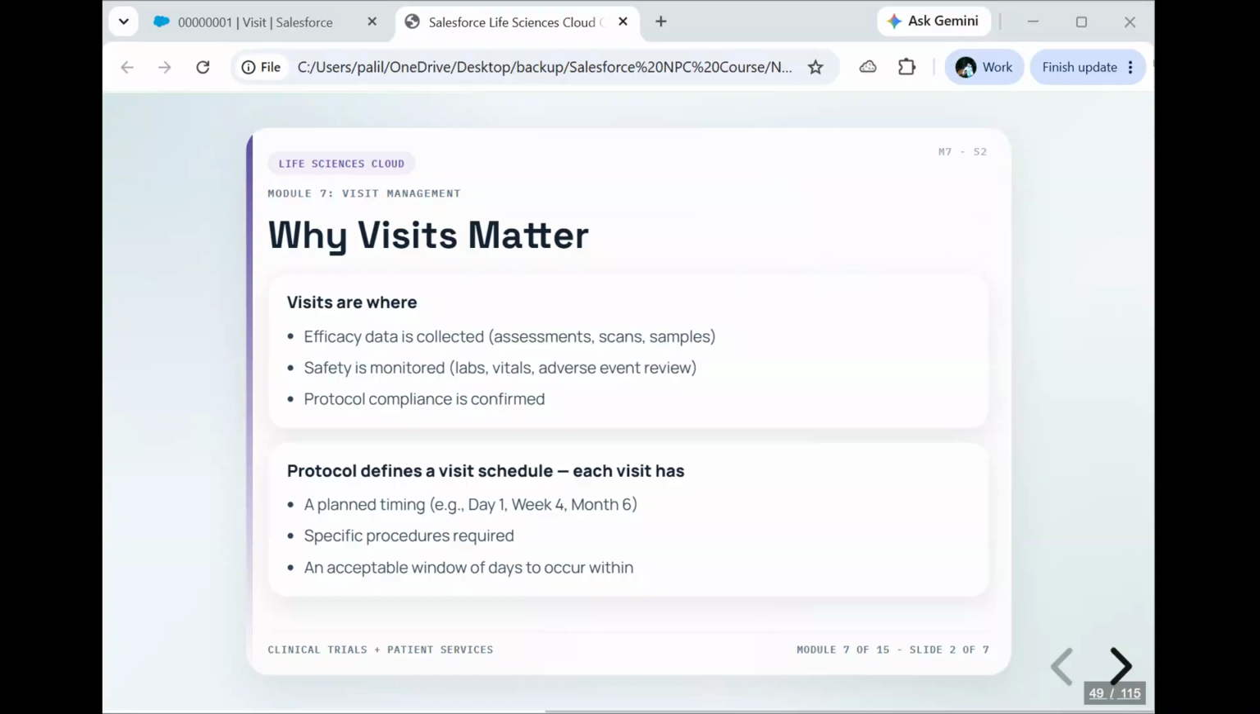Each visit generates data. If a visit is missed or happens outside its schedule window, that's potentially a protocol deviation. And deviations need to be tracked, assessed, and in some cases reported.